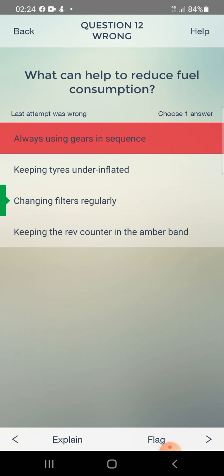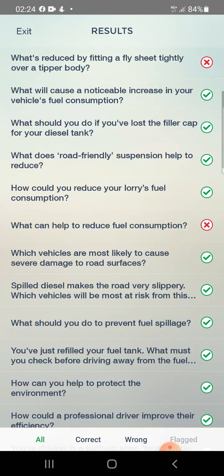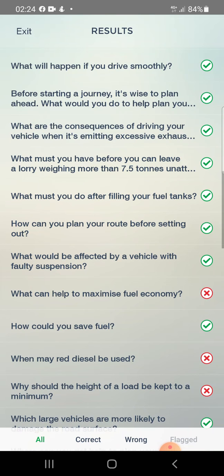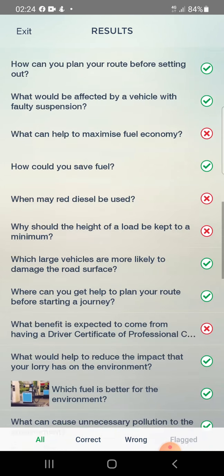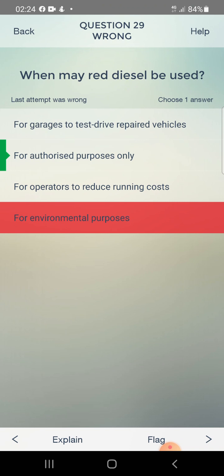What can help to reduce fuel consumption? Changing filters regularly. Okay. Next. What can help to maximize fuel economy? Cruise control. Okay. When may red diesel be used? For authorized purposes only.